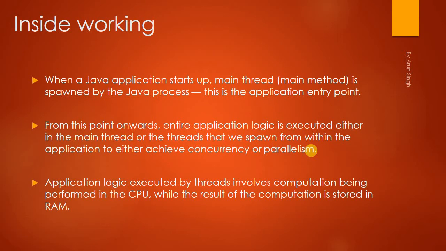Inside working: when a Java application starts up, the main thread is spawned by the Java runtime. This is the application entry point. From this point onwards, the entire application logic is executed either in the main thread or the threads that we spawn from within the application to achieve concurrency or parallelism. Application logic executed by threads involves computation being performed in the CPU, while the result of the computation is stored in the RAM.